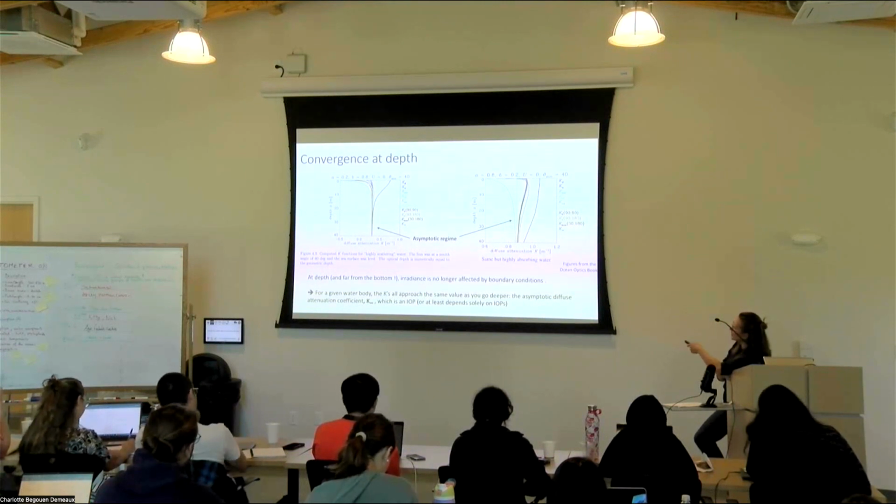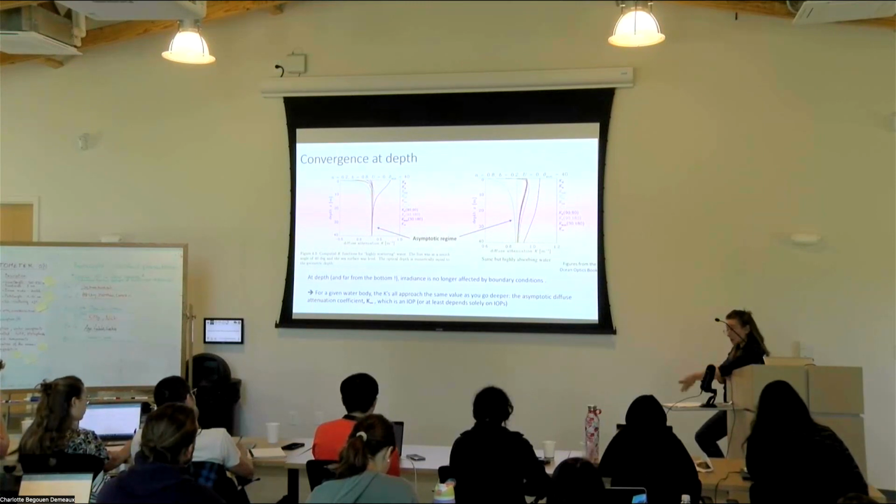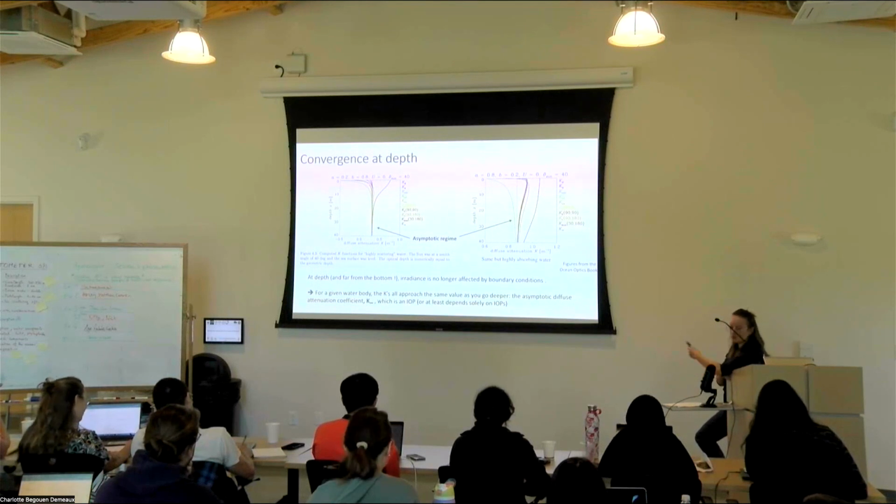So this is just something to be aware of. And so that tells you that at depth, once we reach that asymptotic regime, you're now completely free of boundary conditions, which means you're only influenced by the IOPs. And so if you're only influenced by the IOPs, you sort of become an IOP yourself. So this is the beauty of KDs.